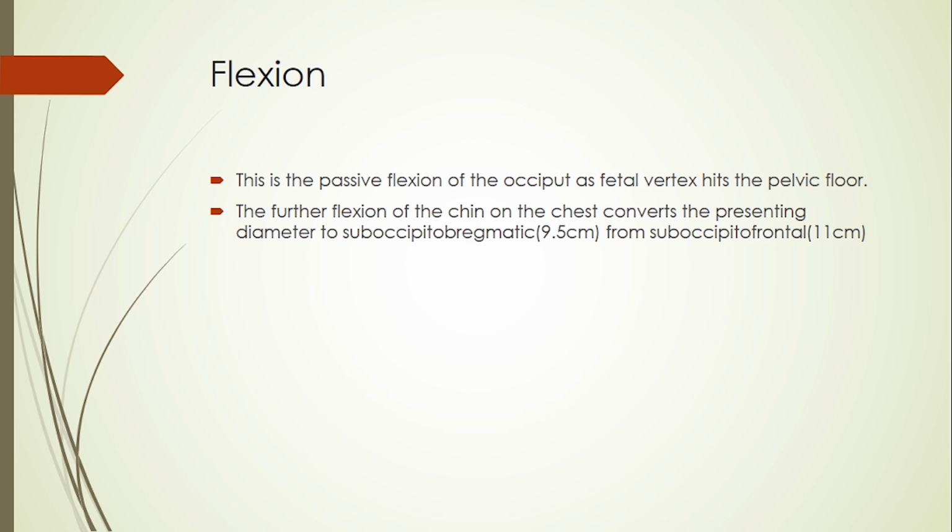So what does that mean? It means that as the well-flexed head hits the pelvic floor, it becomes better flexed on the chin, such that the chin on the chest converts the presenting part into what we call the sub-occipitobregmatic diameter, which is lesser than the sub-occipitofrontal. That is, it is now reduced from 11 cm to 9.5 cm. This is very important because with contraction, as the head hits the pelvic floor, the occiput gets flexed better and a lesser presenting diameter occurs with flexion.